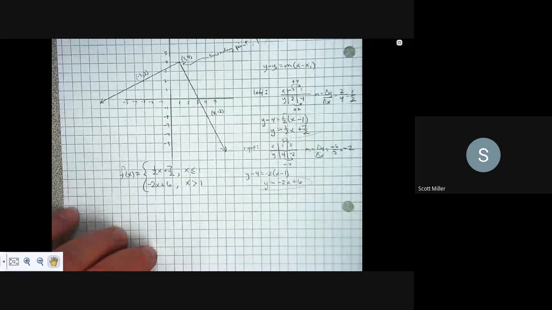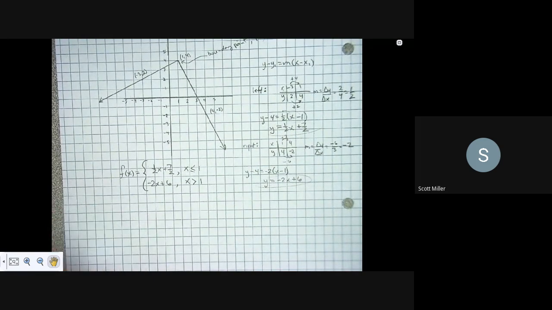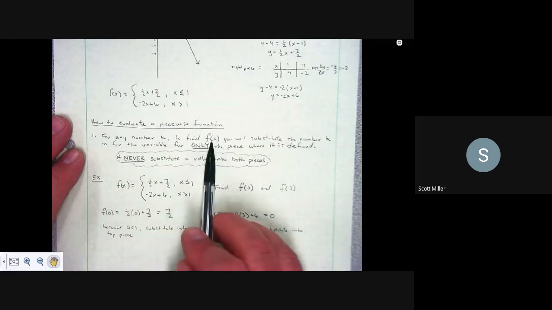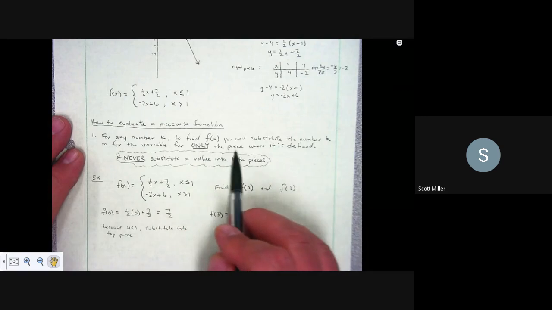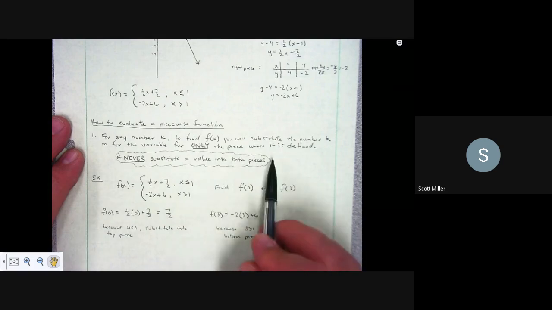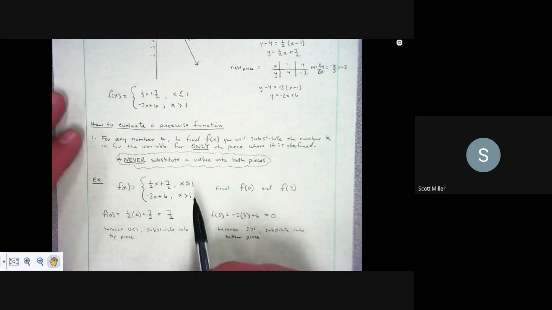Okay? And so the last part I'm just going to show you so you can understand is how do I evaluate? That's important to know because a lot of people do this wrong also because they forget that this right here is a function. How do I evaluate a piecewise function? For any number k that you pick, to find f of k, you're going to substitute that number in for the variable for only the piece where it is defined. Never substitute a value into both pieces, ever. Only into one of the pieces.